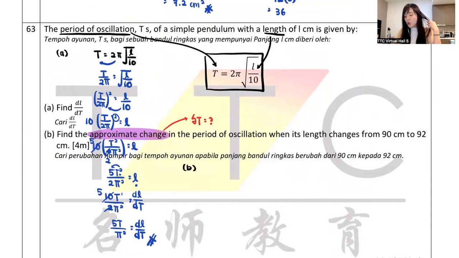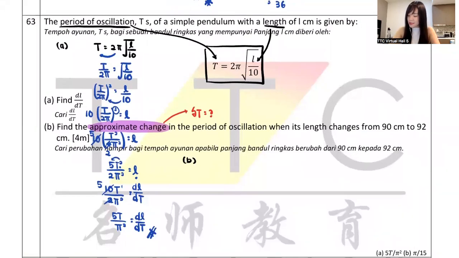Can? They say, when is length? Guys, then the length is what alphabet? Very good, L. Because all the questions here, they directly tell you what alphabet to represent what already. So period of oscillation is T. Length is L. You must follow that, okay? So now they say that L changes from 90 to 92. Can? So this is everything they say so far, okay?